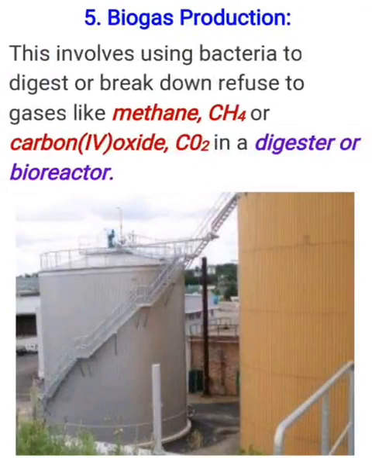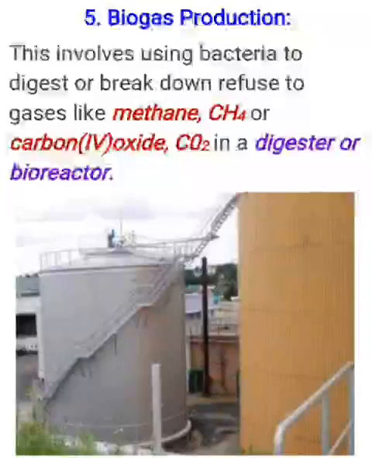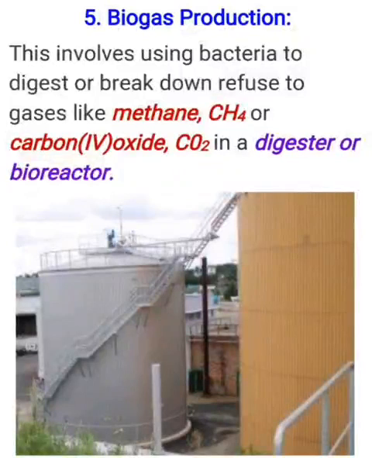Biogas production is one other method we can use to clear off refuse in the environment. And what does it involve? This involves using bacteria to digest or break down refuse to gases like methane, CH4, that's the formula, or carbon dioxide, CO2, in a digester or bioreactor. Yes, you can see it on the artistic impression. You can see it on the picture.